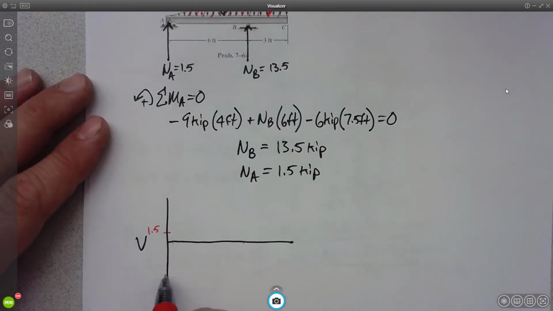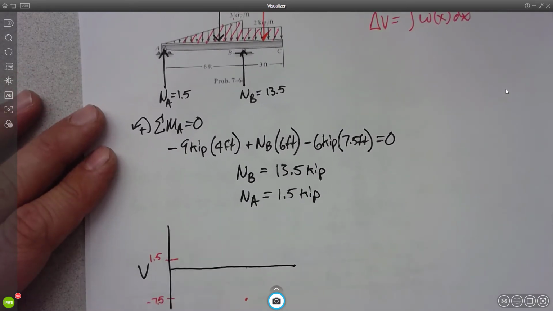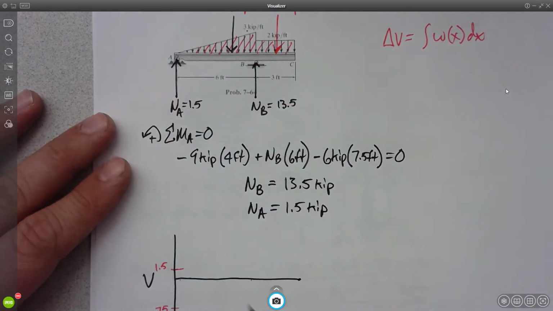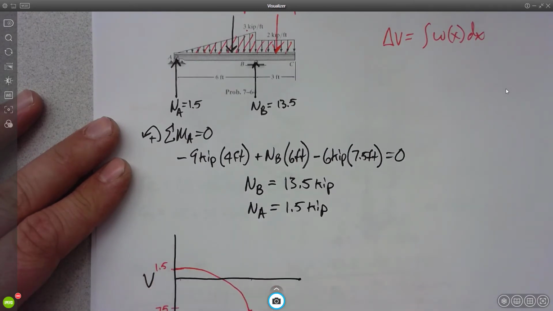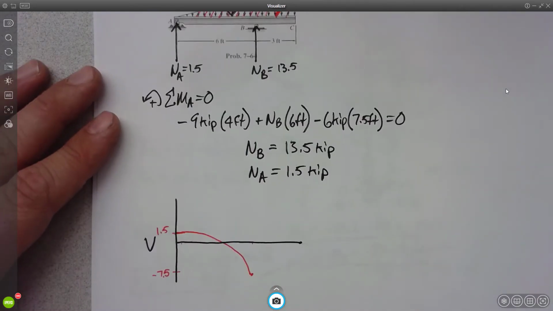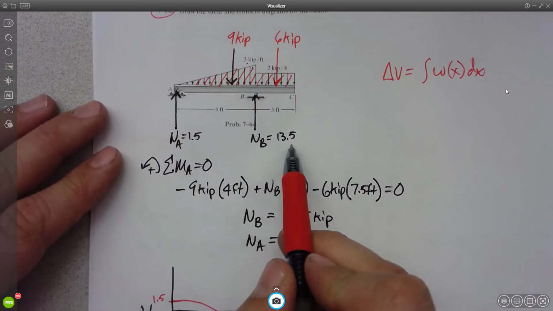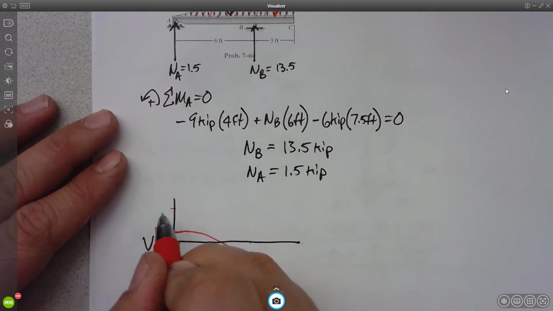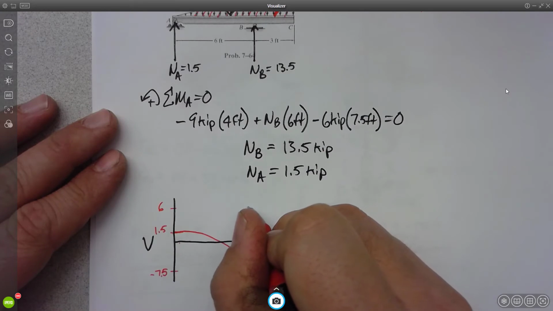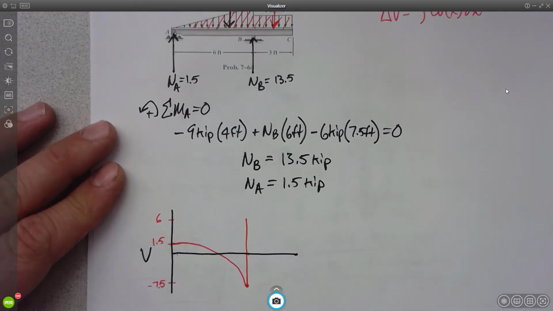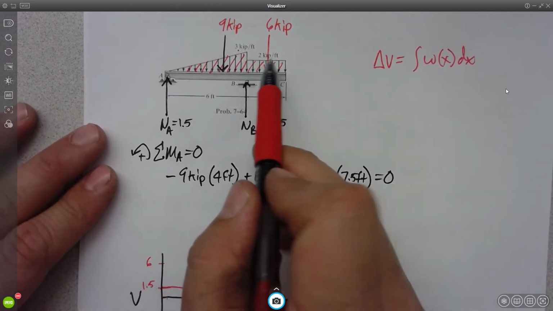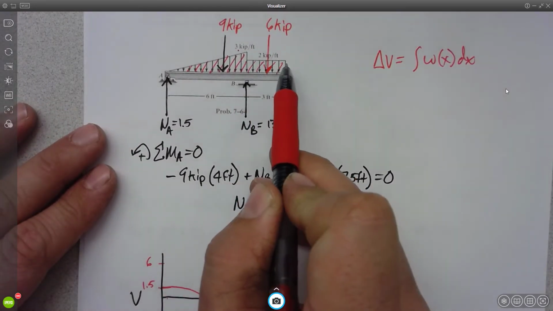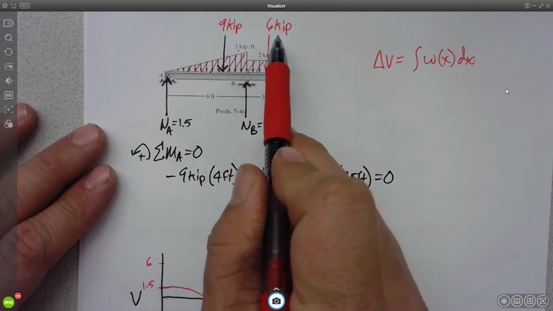So I know that as I go from 0 to 6 feet over here, I'm going to drop 9. Okay, so I start at 1.5. If I drop 9, I think that gets me negative 7.5, right? So I'm going to end up here. My slope starts flat because I start at 0 slope, and I go to a negative slope, increasingly negative. Then I jump up 13.5. So that would get me to 6. Then I go back to my load diagram and I look, I have a constant slope down. I have a total change of 6.